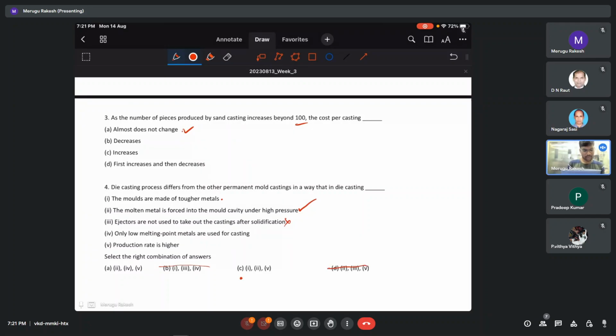Then let us see the next option. Only low melting point metals are used for casting, which is the correct option. So option four is correct. So we have option A as the correct answer because all the three statements in option A are perfectly true. So option three is not a viable option. Okay, option A will be the suitable answer for this question.